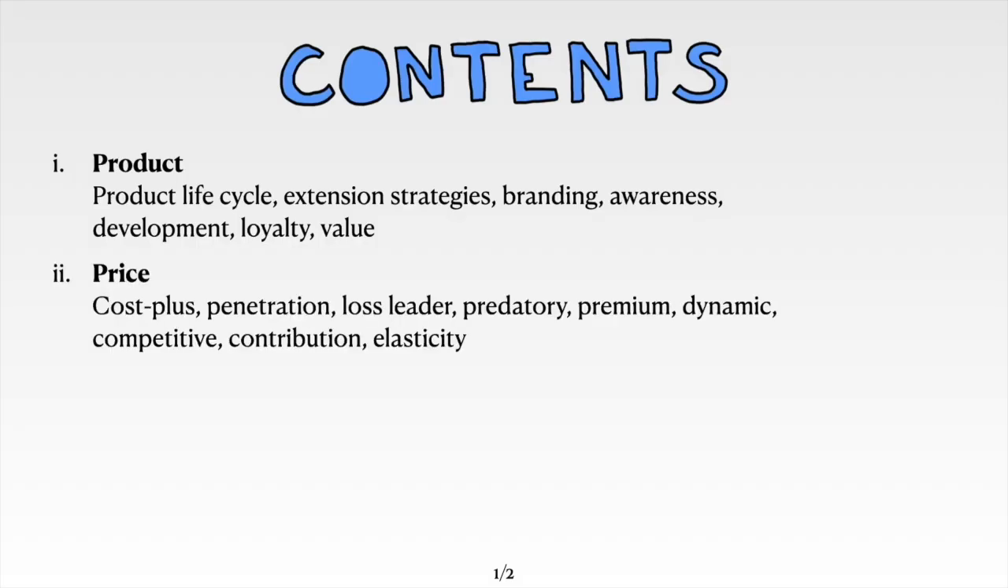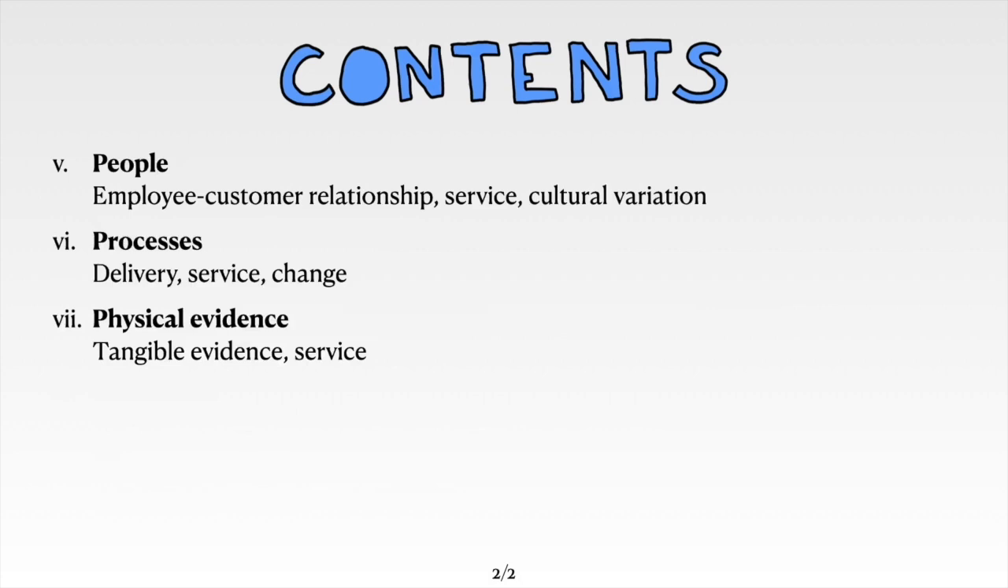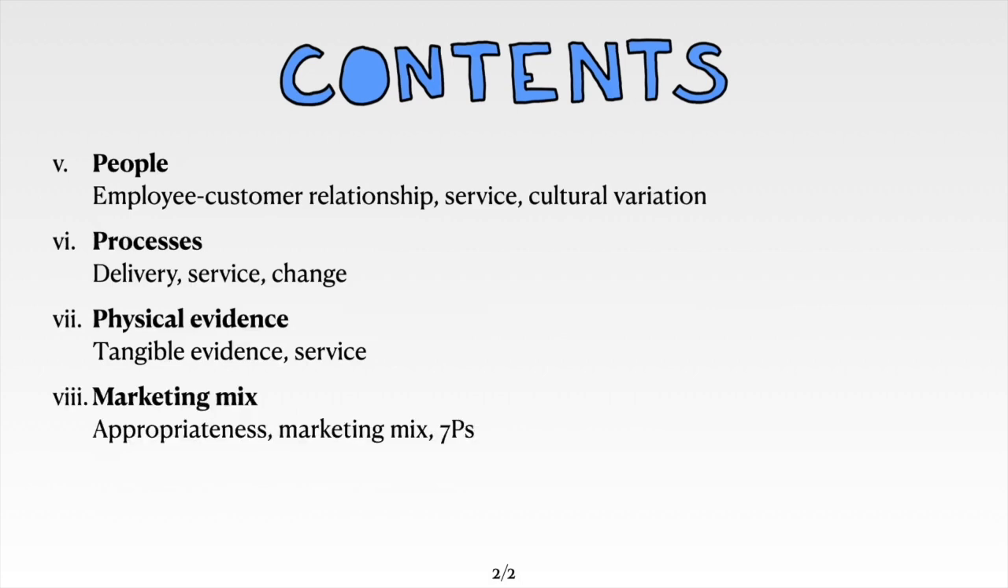The main point of this class is to learn how to make marketing decisions. There are eight parts of this class: product, price, promotion, place, people, processes, physical evidence, and appropriateness of marketing mix. Even though there are 8 parts of this class, there are 12 assessment objectives to this class. So make sure you have a thorough look at these assessment objectives, because this is the most important thing ever.